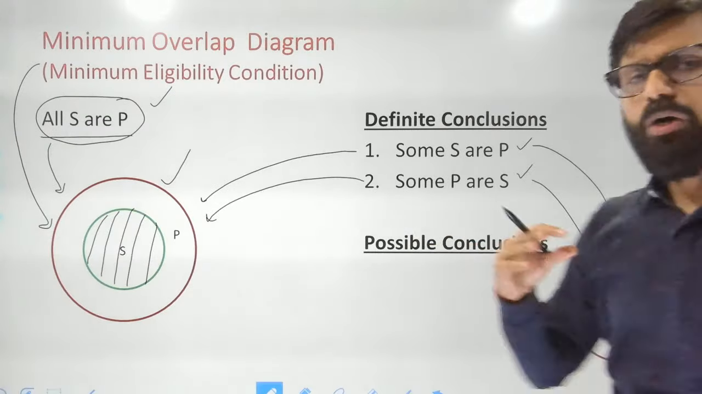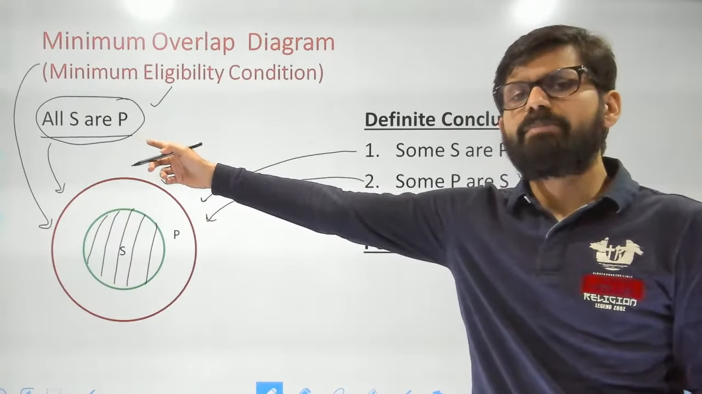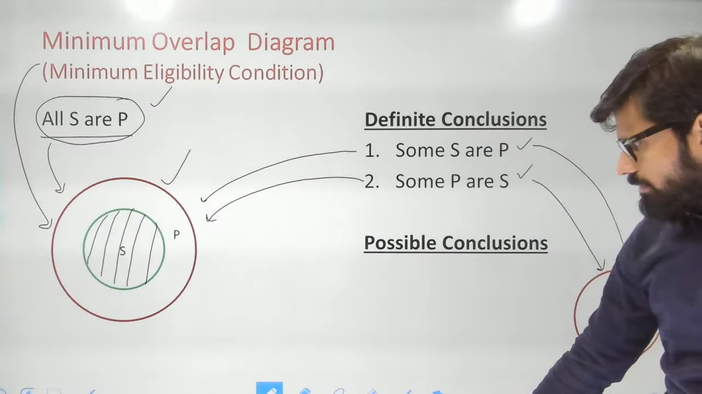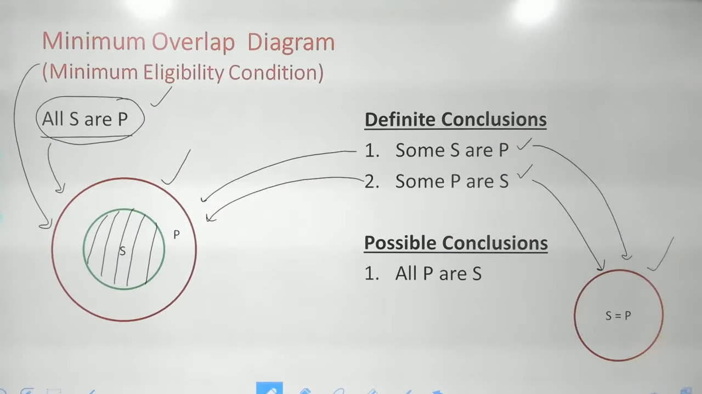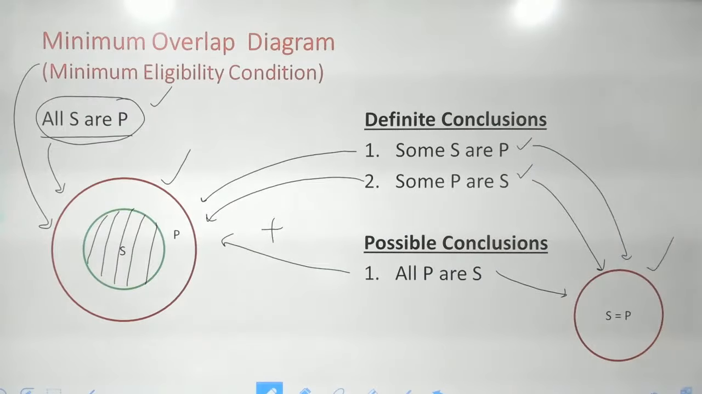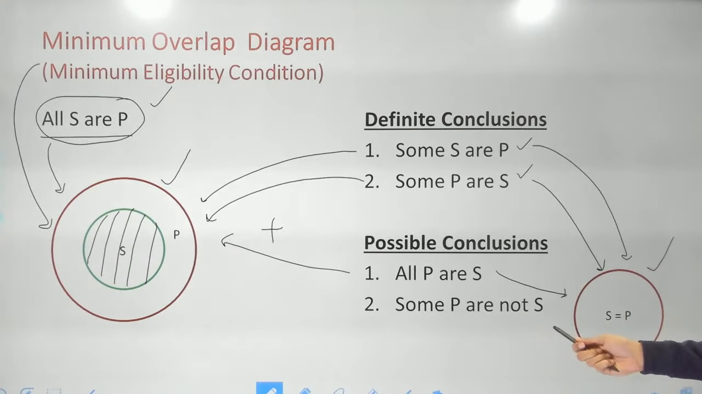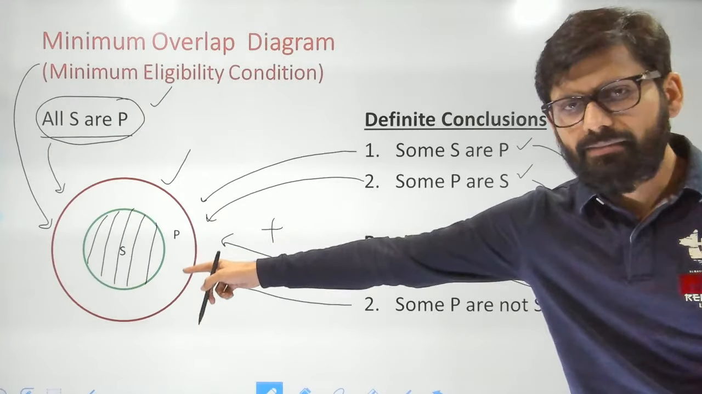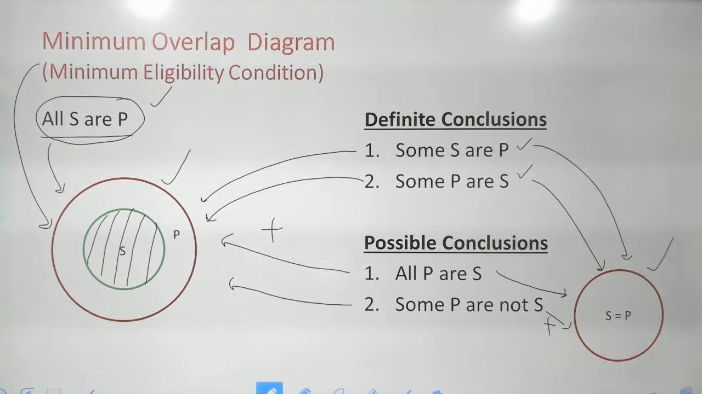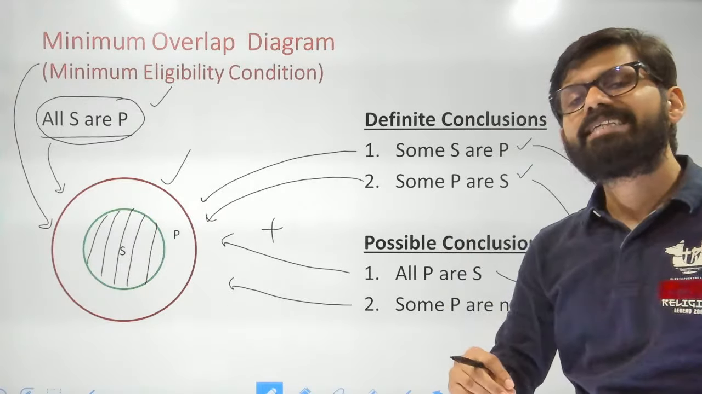Now let's look at some of the possible conclusions, the statements that do not necessarily follow but are possible if this statement is true, right? Now, all P are S, from all S are P. So we see all P are S happening here, but all P are S doesn't follow in the diagram on the left. And similarly, if you look at the other statement, some P are not S, it follows here, we see it happening here, but it doesn't happen here. So both these statements, all P are S and some P are not S, are only possibilities.